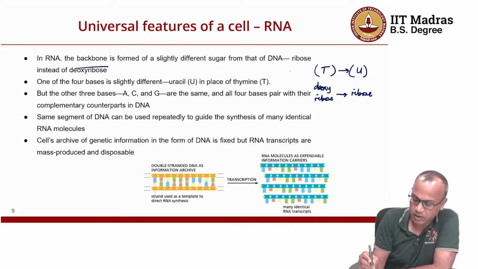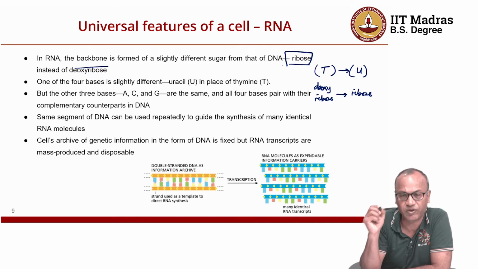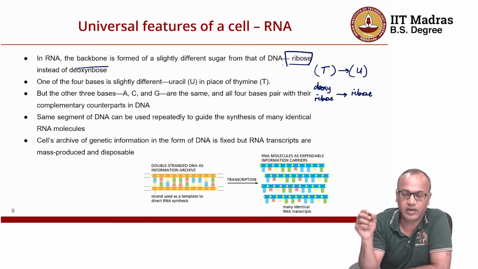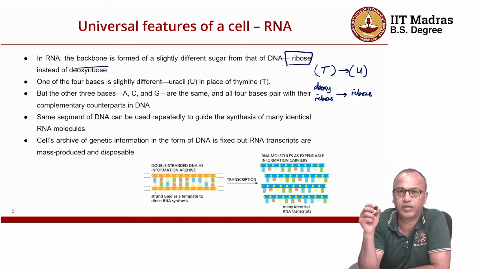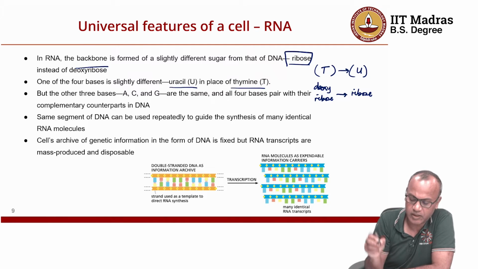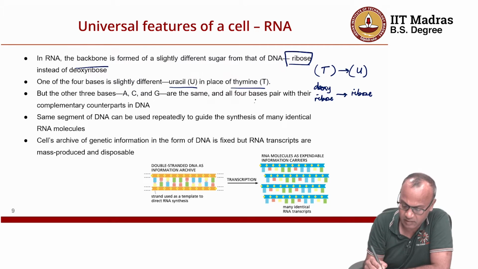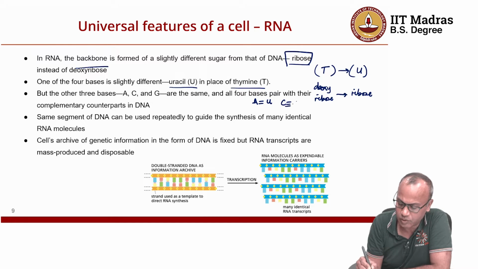So the backbone is made up of ribose sugar instead of deoxyribose sugar. There is still a phosphate group, so it's a phosphate group and ribose sugar backbone in RNA, instead of the phosphate group and deoxyribose sugar backbone which is in the DNA. And thymine from DNA is replaced with uracil. All the three other bases remain the same. The pairings remain the same: A always goes with U, C always goes with G.